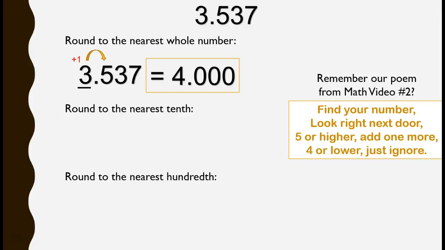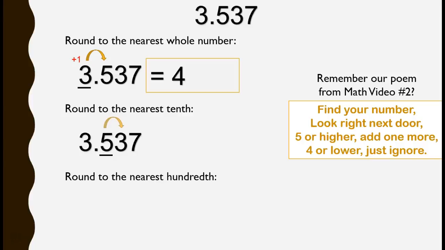Now, since those zeros are not placeholders, there's no other digits, we actually can just write 4. Okay. Now let's look at the next one. Round this one to the nearest tenth. Okay, so find your number. That's probably the most important part because you have to know these place values. Find your number. There's the tenths place.